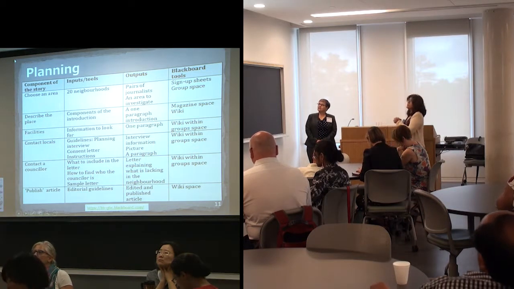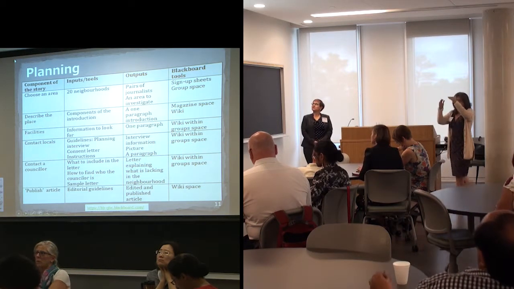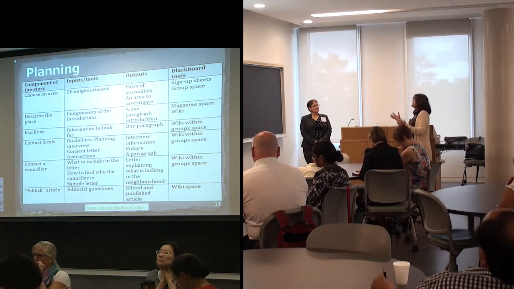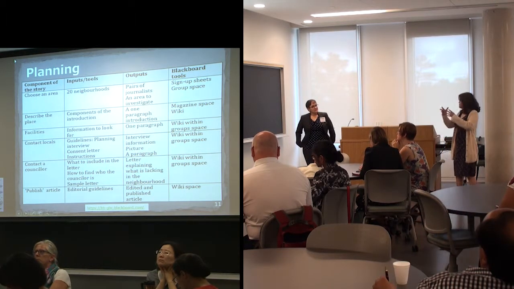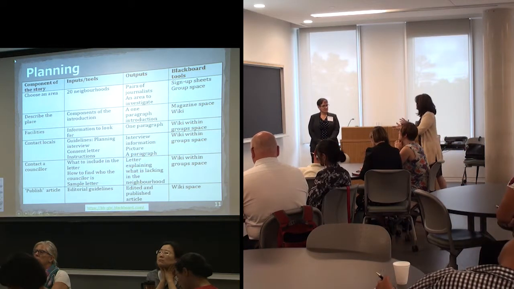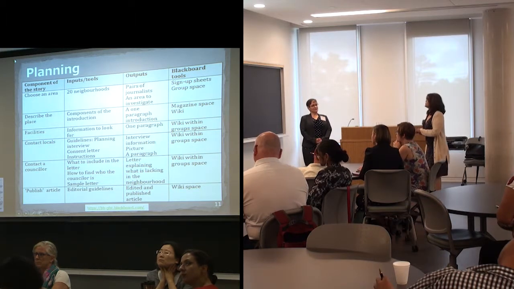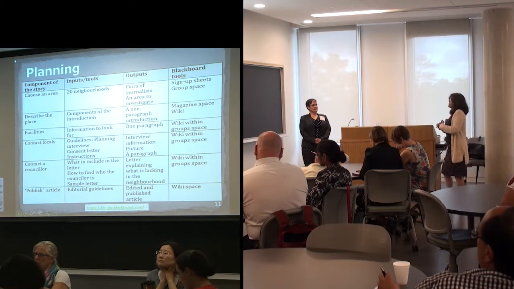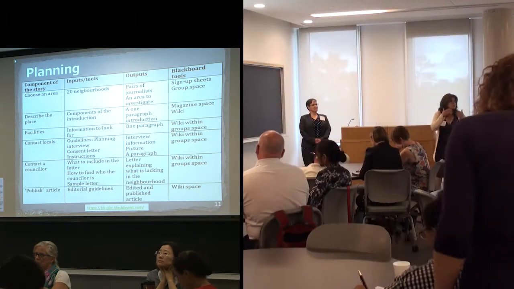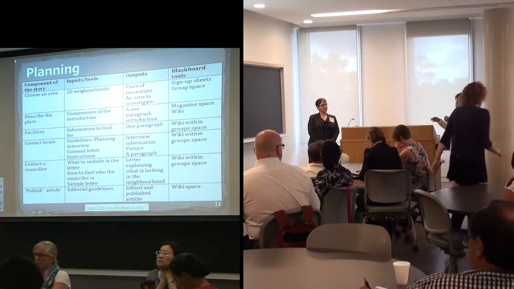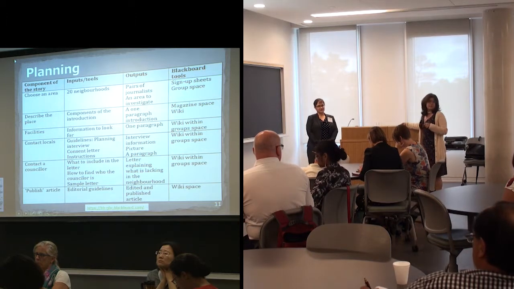For example, to choose an area, we provided a list of 20 neighborhoods. They pair themselves and pick a neighborhood using a Blackboard group space, where they went into the group space, selected the partner, and selected the neighborhood. Then the next component is to describe the place. We gave them guidelines, the components of that introduction, and they had to produce a paragraph and publish it in the magazine space, which was a YouTube.